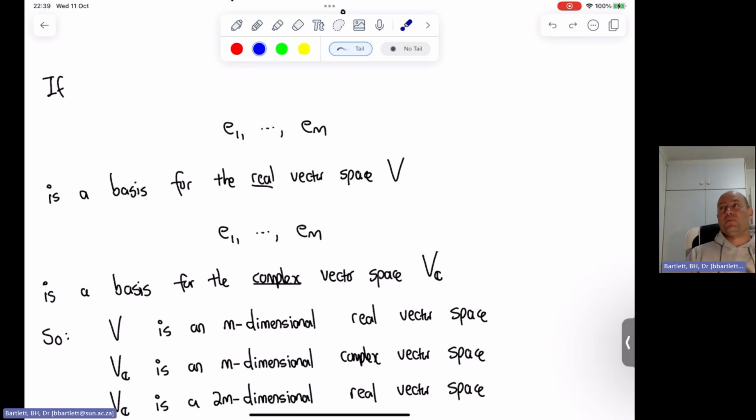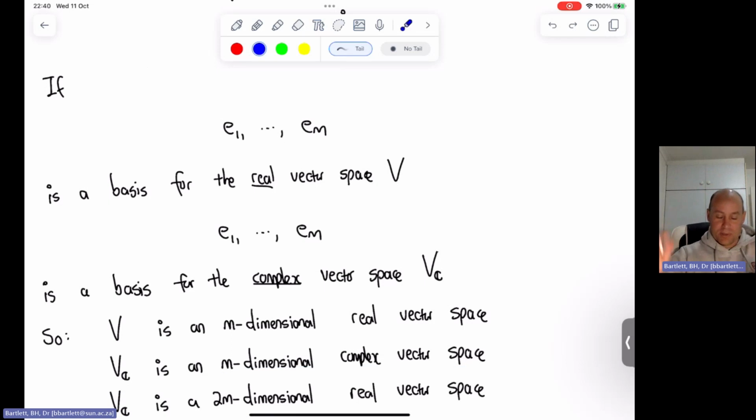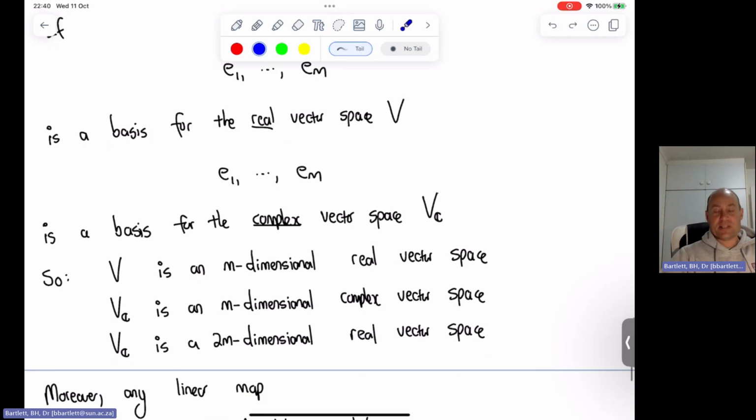Of course, whenever you have a complex vector space, you can think of it as a real vector space as well by just restricting your scalar multiplication to the real numbers. And in that case, if you've got a 10-dimensional complex vector space, it's going to be a 20-dimensional real vector space. So the complexification of V is going to be a 2m-dimensional real vector space, just so that we're all on the same page in terms of counting dimensions here.